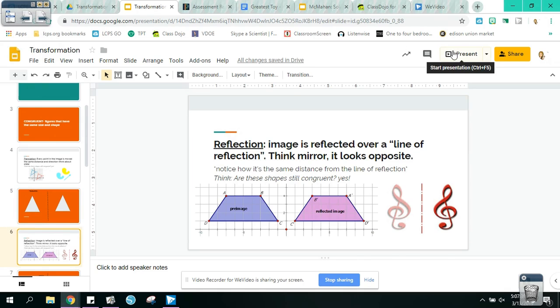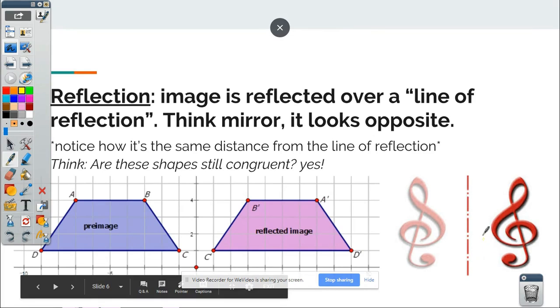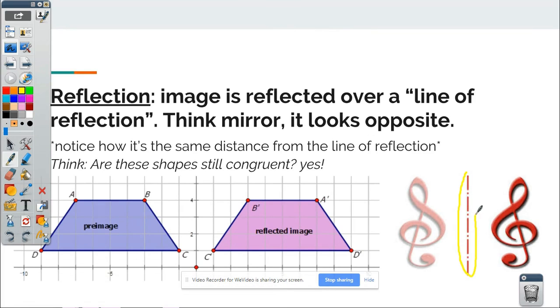Next up, we have reflection. It's when an image is reflected over a line of reflection. It's literally like a mirror. So this dotted line is called the line of reflection. We're really going to think of that like the mirror.